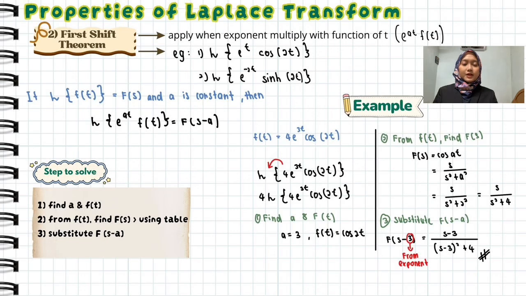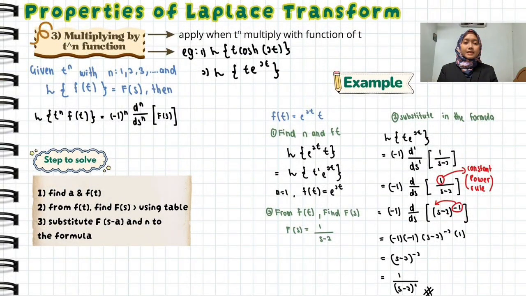Next, the second property of the Laplace transform is the first shift theorem. This property is applied when the exponential is multiplied with another function of t. For example, Laplace of exponential t cos 2t, and another example is exponential negative 2t sin 2t. To solve a question involving the first shift theorem, the first step is to identify the value of a. The second step is to find F(s) from the Laplace table. The final step is to replace s with s minus a.